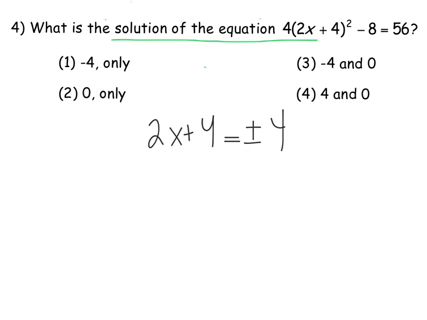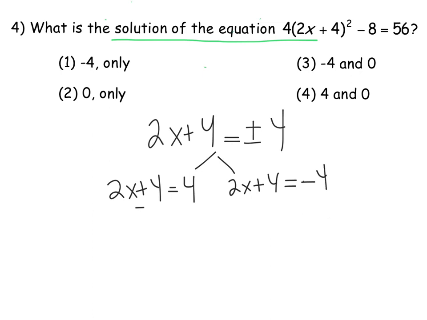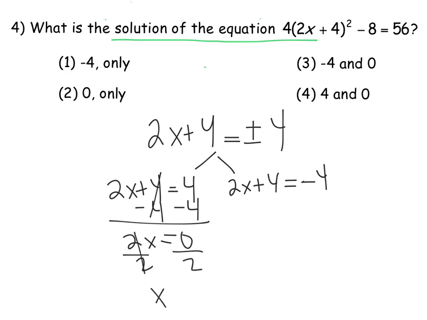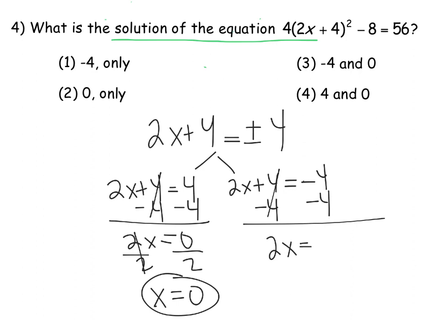Okay, now let's split our answer. I have 2x plus 4 equals positive 4, and I have 2x plus 4 equals -4. Okay, subtract over the 4. We got to solve for x. And when we solve for x, we get x equals 0. That's one answer. Now we have to solve the other one. So we're going to subtract the 4. I have 2x equals -8. Divide both sides by 2. And I get x equals -4. These are my two solutions.